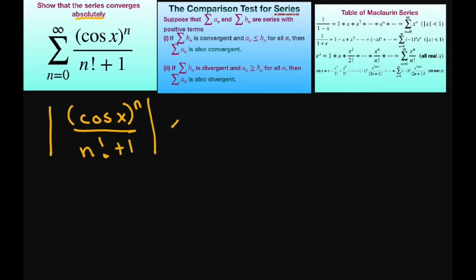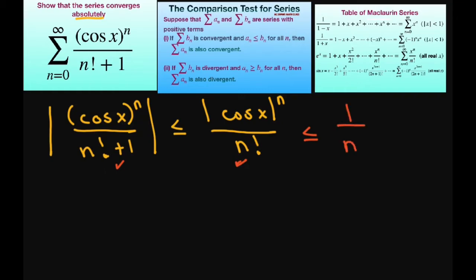Now let's compare it to the absolute value of cosine of x to the power of n, and then just in the denominator put n factorial. Since this denominator is larger than this denominator, that means this term here is going to be larger. Now from there we can write this as less than or equal to 1 divided by n factorial, right? Because cosine is between negative 1 and 1 for its domain.